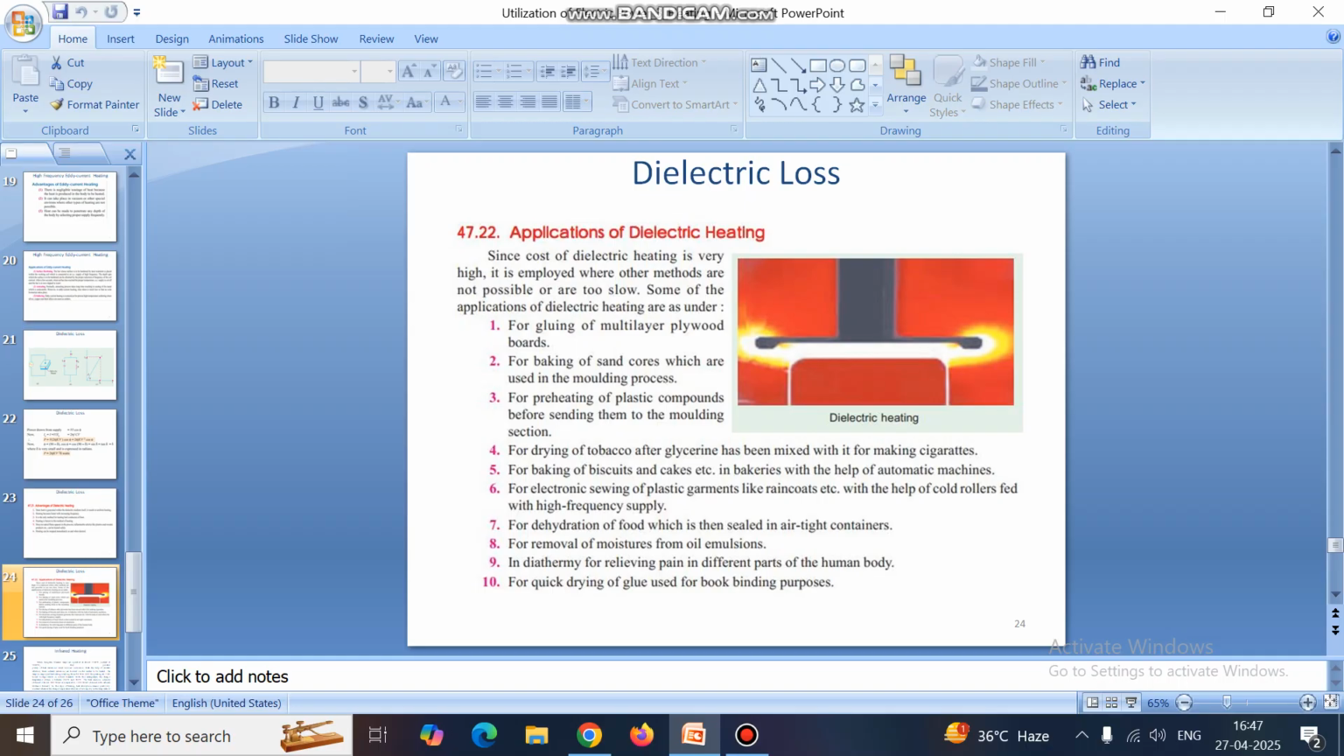Dielectric loss is preferred, and applications of this dielectric heating are making plywood, baking of sand cores, and formation of any kind of plastic. This type of heating is used in the healthcare industry, in biscuit and food industries, and for removal of moisture from oil. It is also used for relief of pain in the human body. These are the various types of applications of dielectric heating.